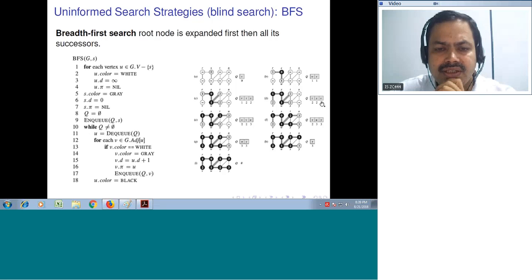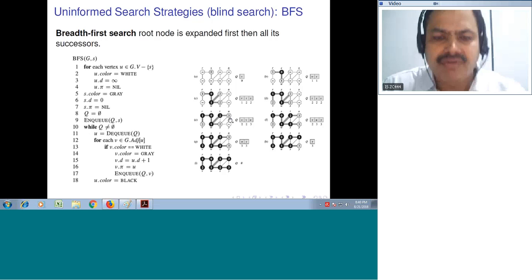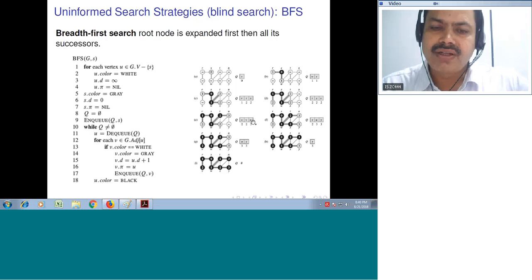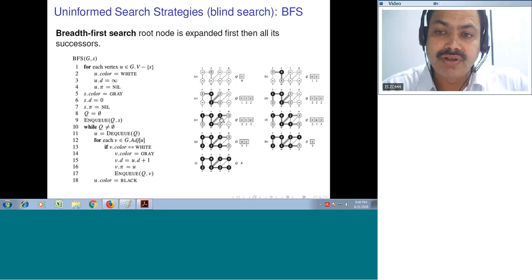Then we see the next item, that's T. You see that T becomes black. Nearby items are X and W, X and M. But since X was already inside the Q, it has not been placed again. Now U has been placed. You see that this is the sequence in which you are discovering items. If this happens to be a goal state, you would stop at this particular moment. When you make things black, you kind of stop over there also.